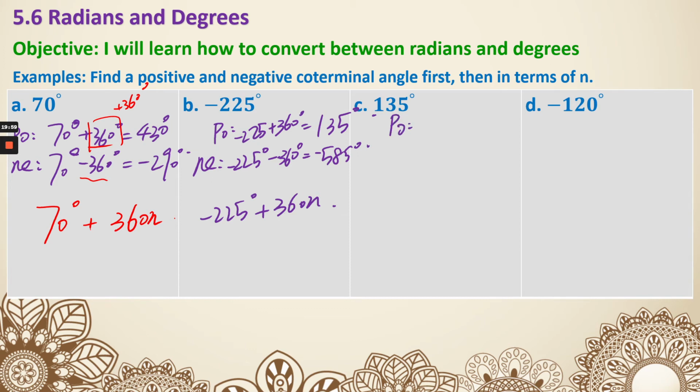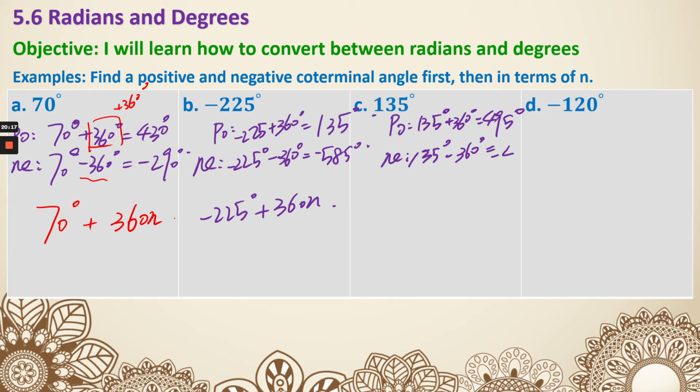Next, 135. So positive 135 plus 360. That's going to give you 495. Or for the negative, 135 minus 360 degrees. That is going to give us negative 225.